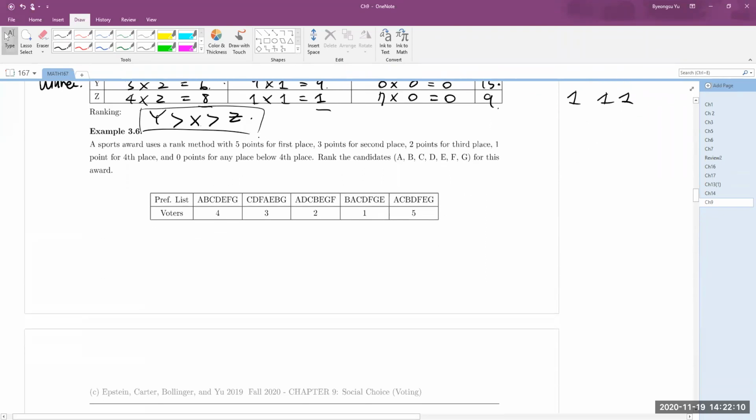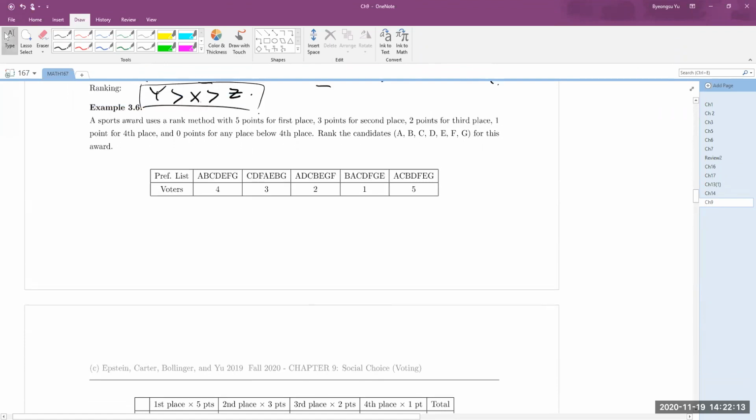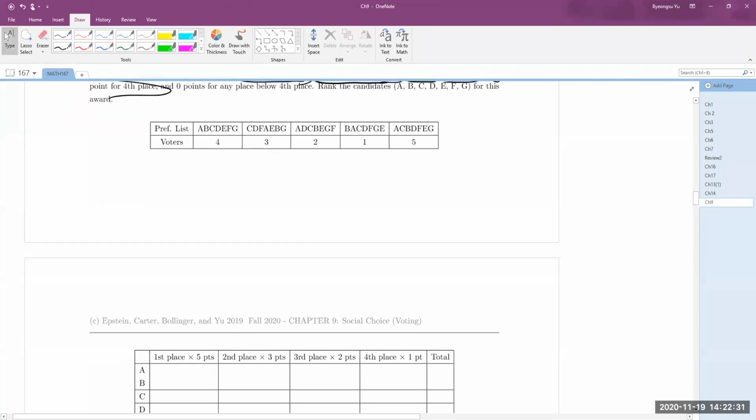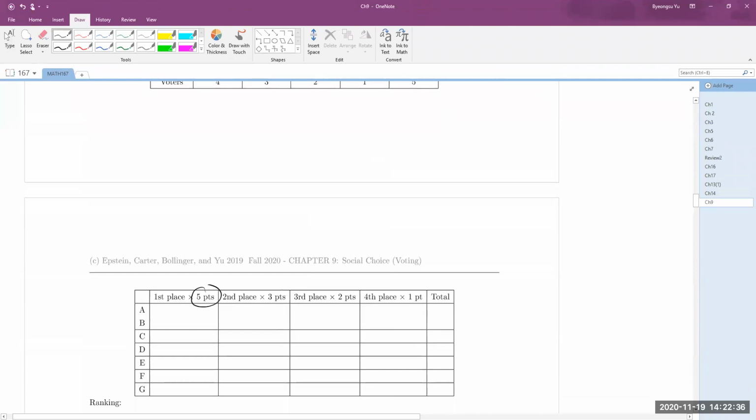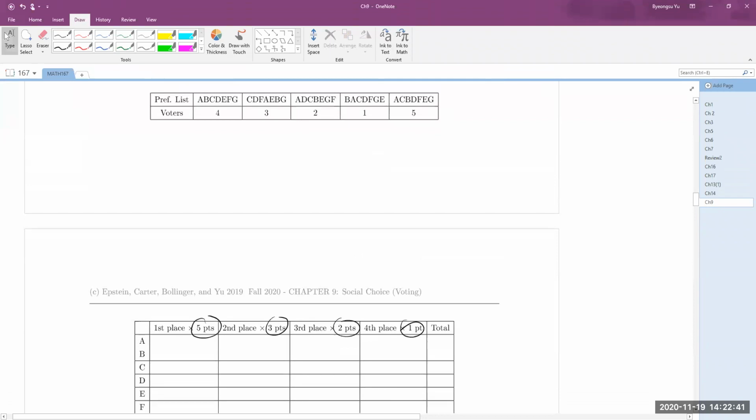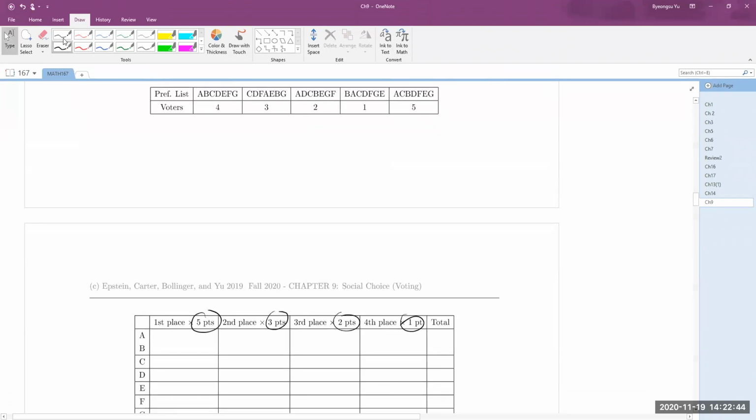Okay, so then let's see some other example. Here, a sports award uses a rank method with 5 points for first place, 3 points for second place, 2 points for third place, 1 point for fourth place, and 0 points for any place below fourth. Then we want to rank those candidates using this. So for the first place, they have 5 points, second place 3 points, third place 2 points, and fourth place 1 point. I need to put those right in here.